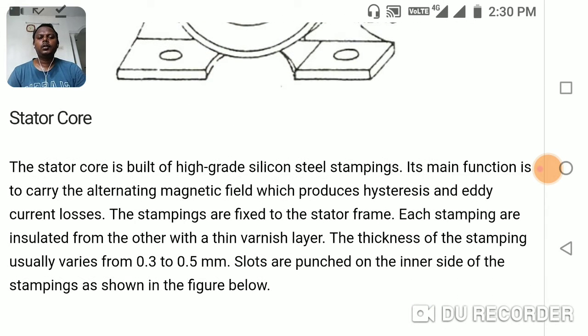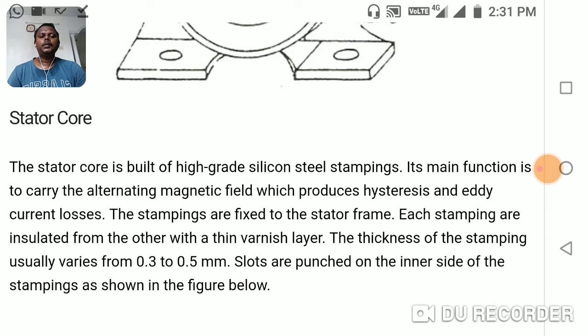The stator core is built of high-grade silicon steel stamping. Its main function is to carry the alternating magnetic field, which produces hysteresis and eddy current losses. As you know, what these two things are. The stamping are fixed to stator frames. Each stamping is insulated from the other with a varnish layer. The thickness of the stamping usually varies from 0.3 to 0.5 mm.